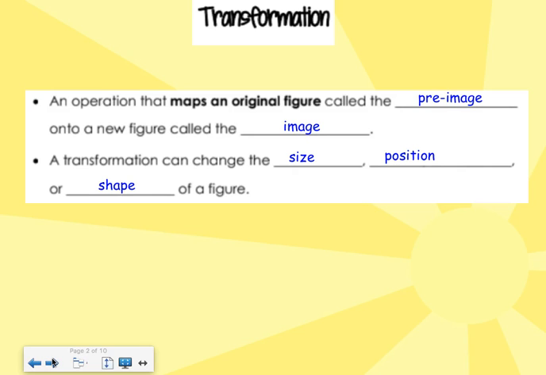What is a transformation? Yep, a movement. So it's an operation that maps an original figure called the pre-image onto the new figure called the image. Think about it. What do you take first, your test or your pre-test? Pre-test. So what do you start with first? Your pre-image. Right. Are we gonna have post? No. Well, our post image is the image. And these can change the size, position, or shape.